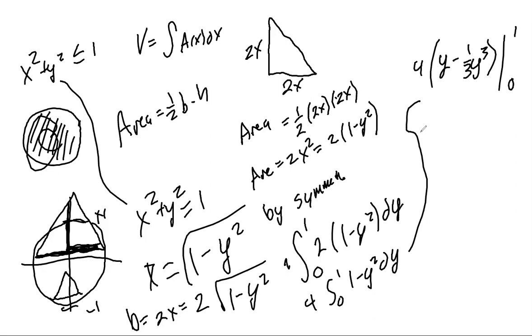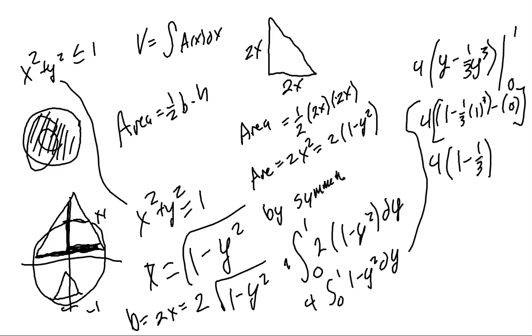Plug our 1 in, so we have 4 times 1 minus 1/3 times 1/3 minus, the 0 is just going to kill that, so I'm just going to put 0 there. So all told, we have 4 times 1 minus 1/3. 1 minus 1/3 is going to be, excuse me, 2/3. 4 times our 2/3. When we multiply that by the 4, we're going to get 8/3 units cubed. So that's that problem right there.